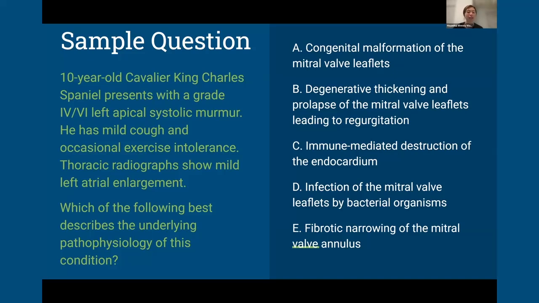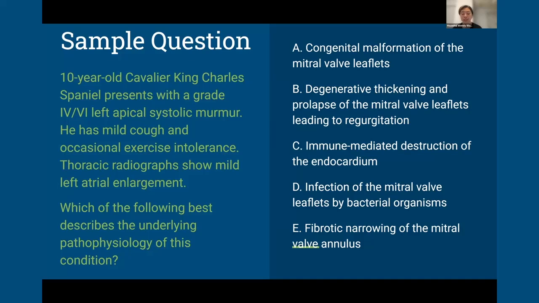And then it shows mild left atrial enlargement. So I want to know which of the following will best describe the underlying pathophysiology of the condition. Is it going to be A, congenital malformation of the mitral valve, B, degeneration and thickening of the prolapse of mitral valve leaflets leading to regurgitation, C, immune-mediated destruction of the endocardium, D, infection of mitral valve leaflets by bacterial organisms, or E, fibrotic narrowing of mitral valve annulus.